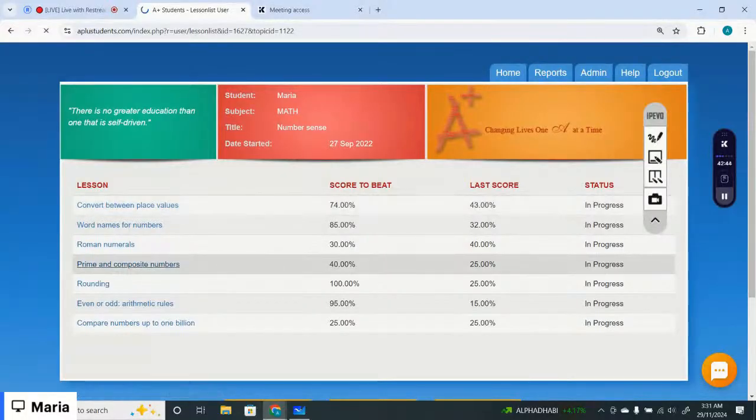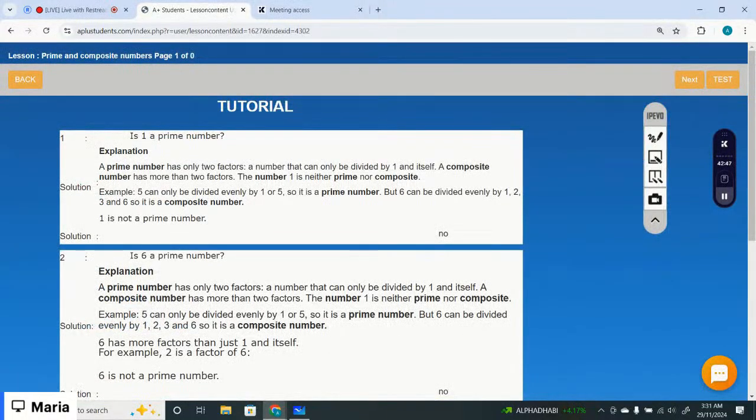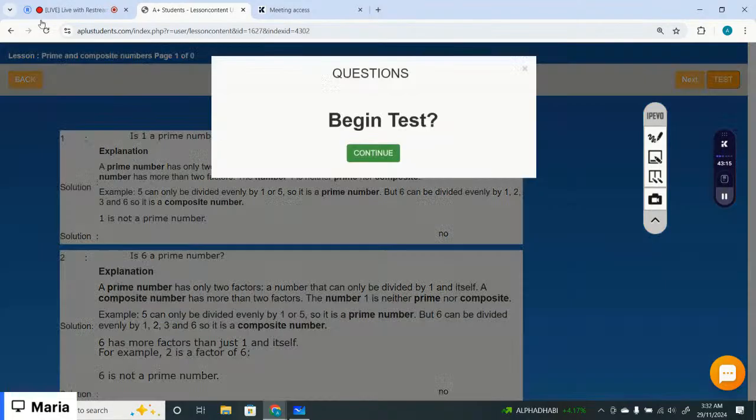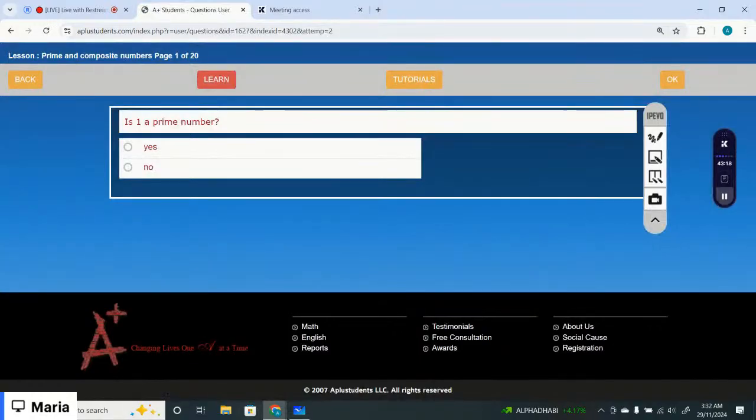That is prime and composite numbers. Is 1 a prime number? So let's just learn what prime numbers are. Prime numbers are the ones that have only two factors, 1 and the number itself. And the numbers that are not prime are the composite numbers. That means composite numbers have more than two factors. So let's just start with the test questions. You can have a look at the tutorial by yourself later today. They are already solved.